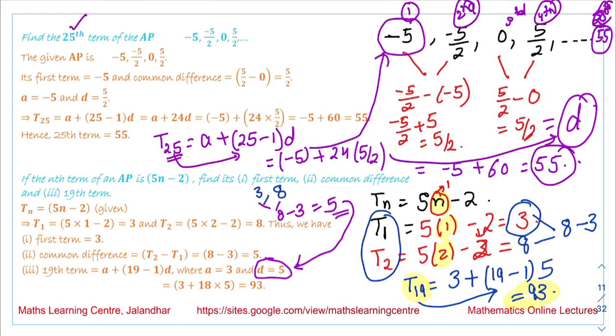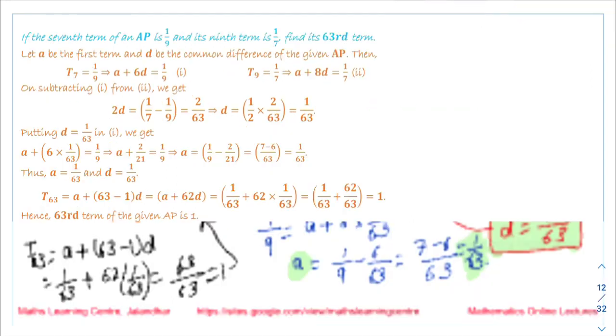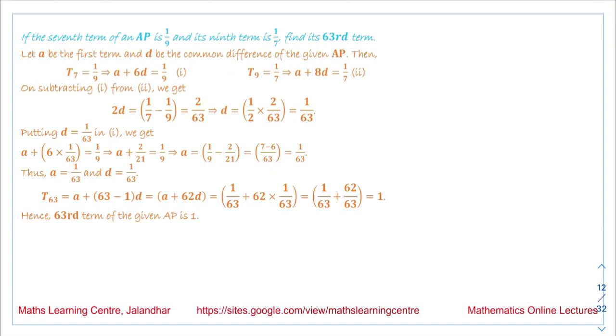This is T19, we are saying it is 93. So the value of the 19th term is 93. Now in this question we are given that the 7th term of an AP, that is T7, is equal to 1 by 9, and the 9th term of the AP is 1 by 7.